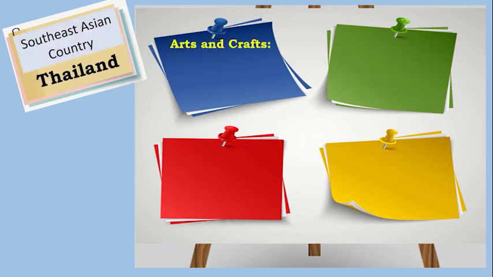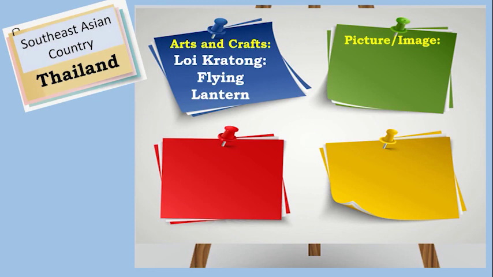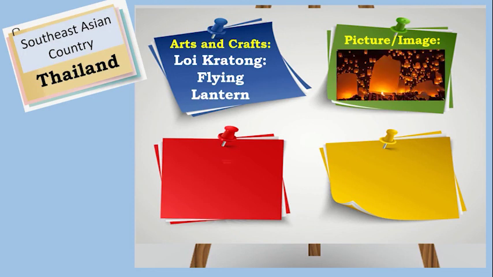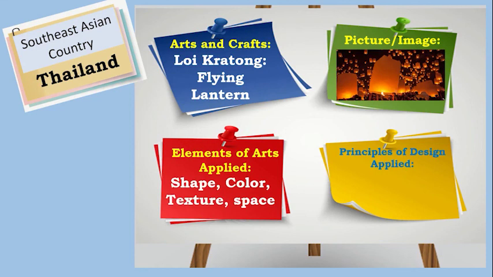And with Thailand, they are also famous with flying lanterns. Here's an example. Their lanterns were able to apply elements of art: shape, color, and texture. With their principles of design, they were able to apply unity, contrast, and movement.